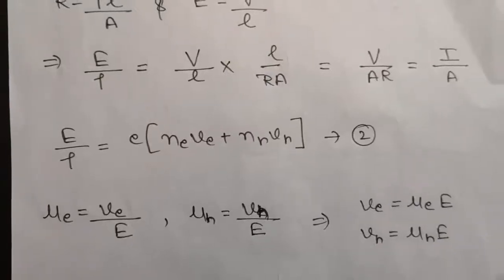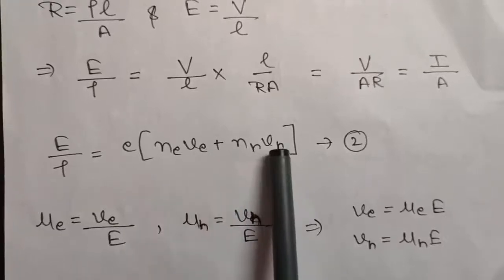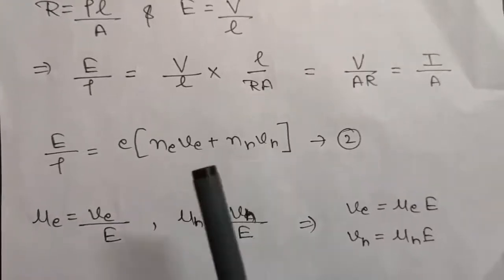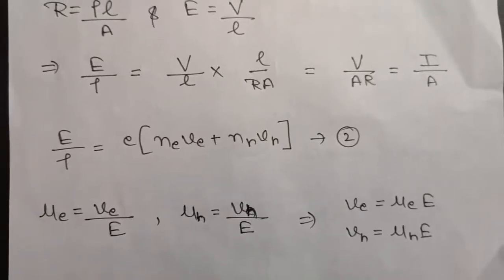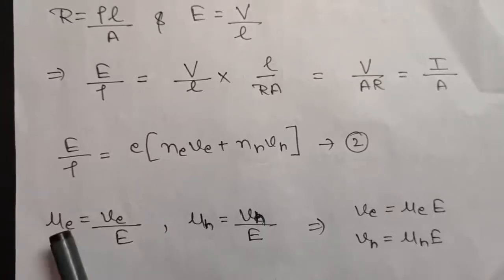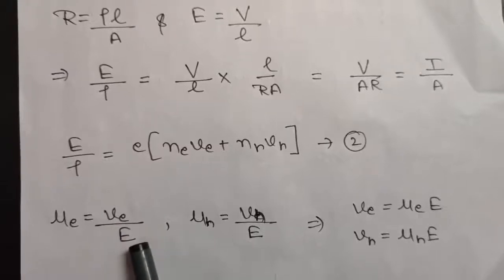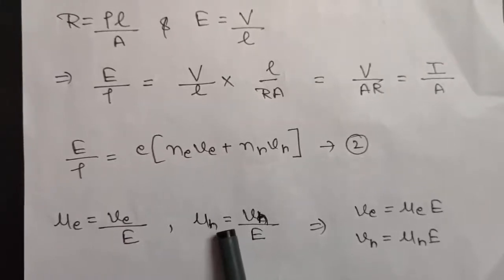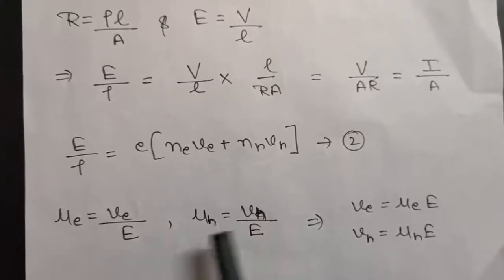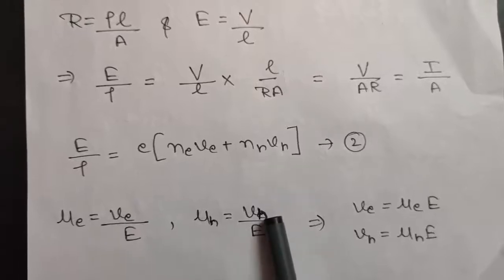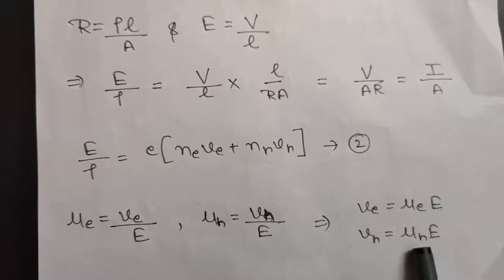Now let us make a small change in this second equation. Let us change the drift velocity and write it in terms of mobility. Mobility, as you again know, is defined as drift velocity per unit electric field. So mobility of electrons will be defined by Ve by E, that is drift velocity of electrons upon electric field, and mobility of holes will be drift velocity of holes upon E. From these two, calculate the value of Ve and Vh. So Ve will come to be mu e into E and Vh will come to be mu h into E.